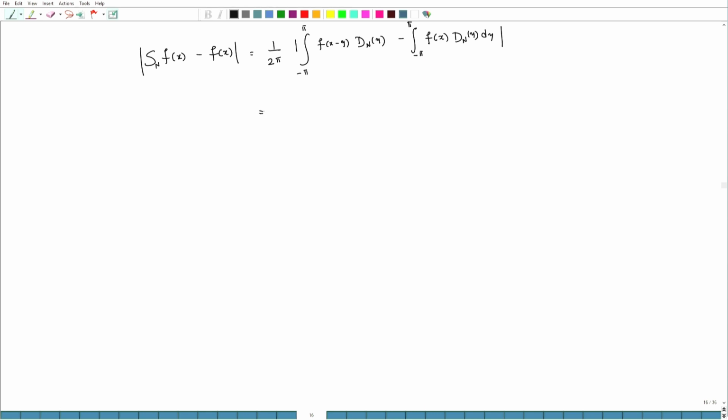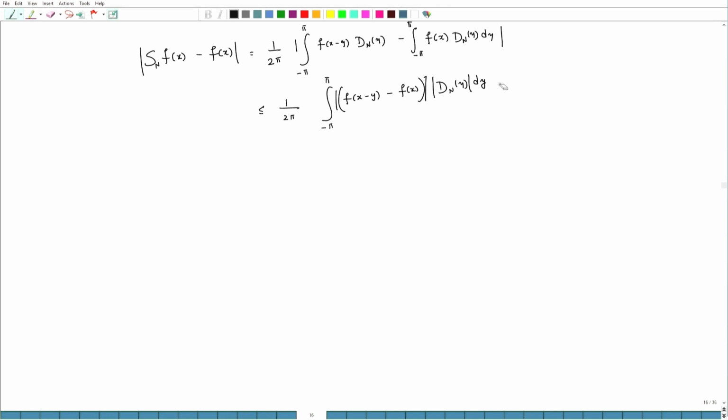So this is equal to 1 by 2 pi times the integral of f of x minus y minus f of x, then D_n of y dy. Now, by pushing the modulus inside, this is less than or equal to the integral of the modulus of this and the modulus of D_n of y.